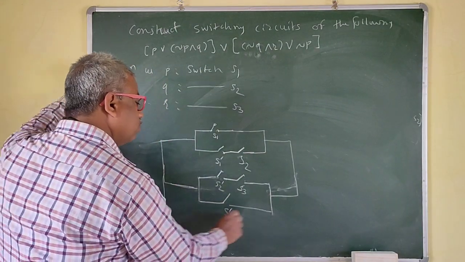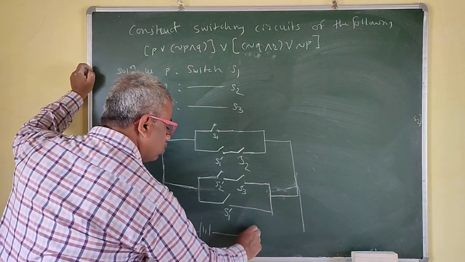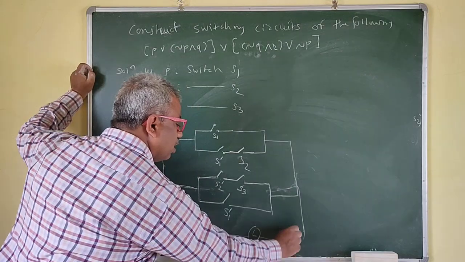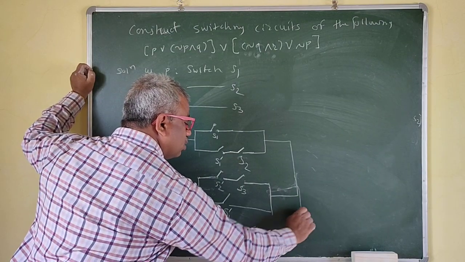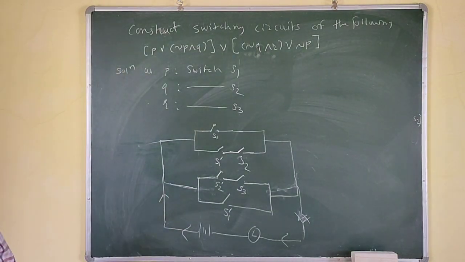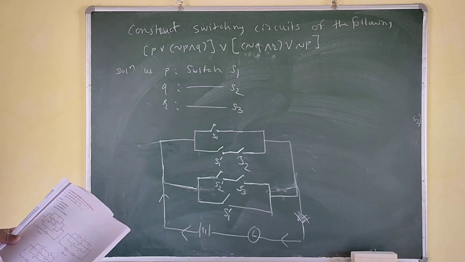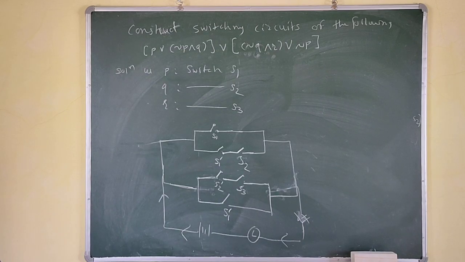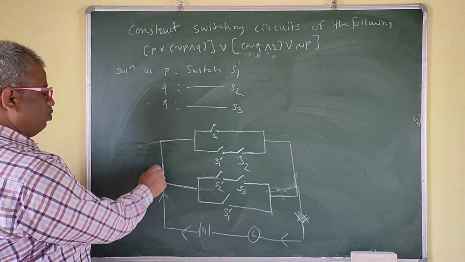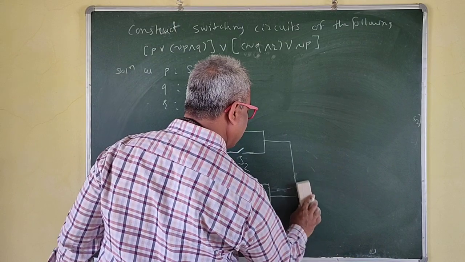Right? So now this is your battery. This is your bulb. Now this direction. Okay. So this is your structure. You may join this like this. It doesn't matter. You may join it like this.